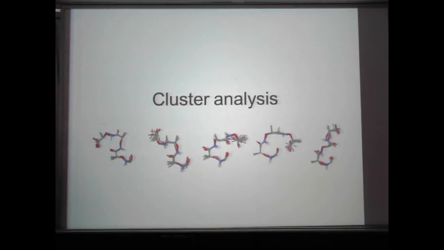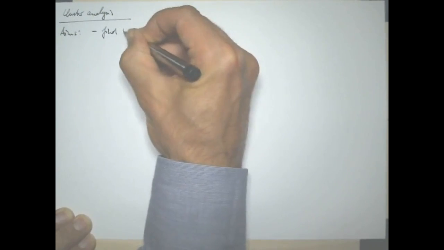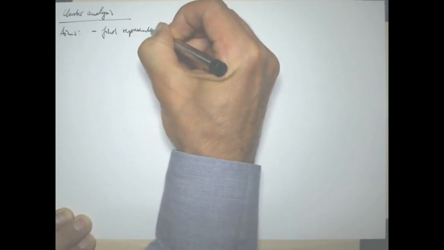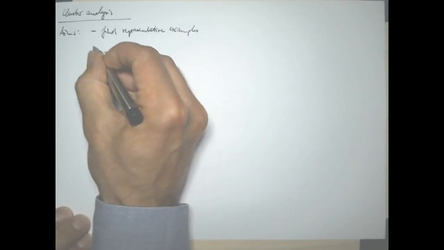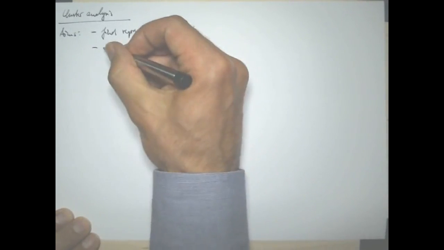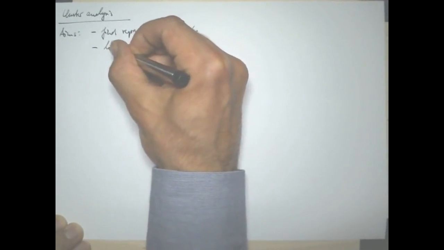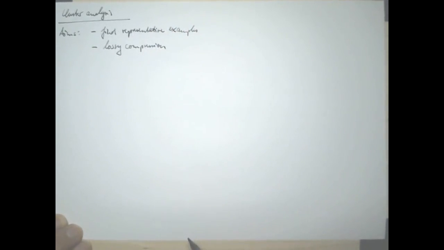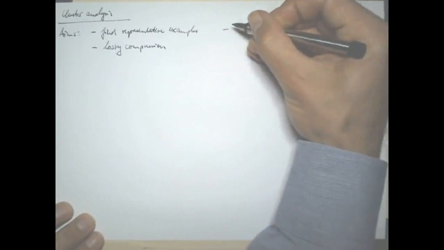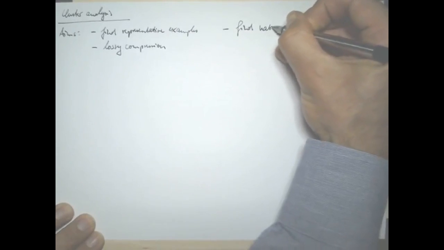So that was one example where cluster analysis was used to find the representative members in a data set. Another aim of cluster analysis is lossy compression, to perform lossy compression. And another motivation is to find natural groupings in data.